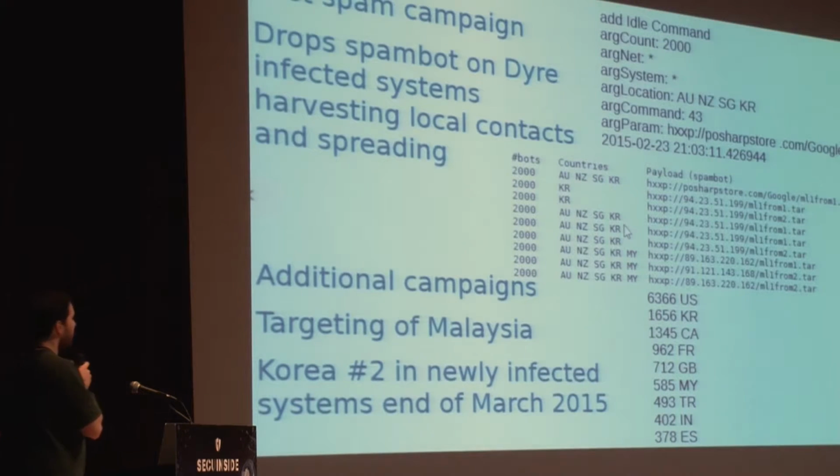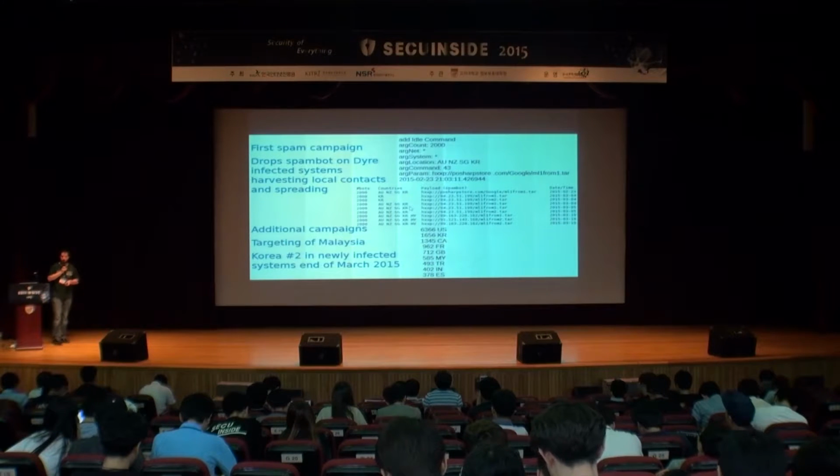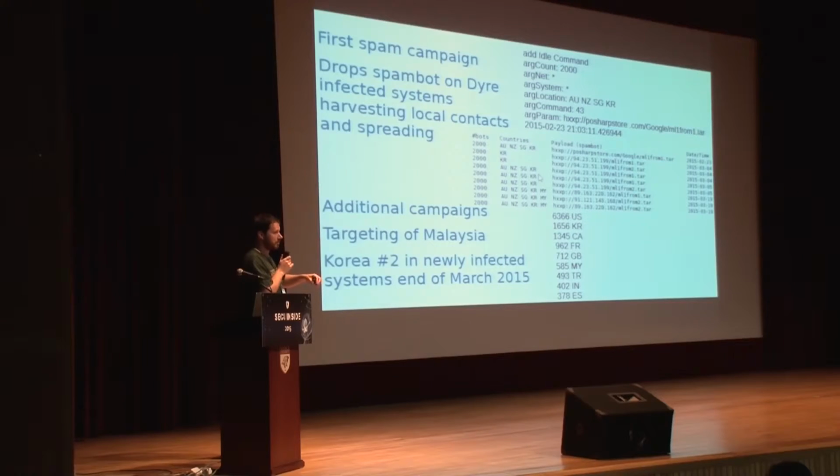Well, what did we actually see happen? We saw that there were, by the end of February, spam campaigns. Initially, these spam campaigns were for Australia, New Zealand, and Singapore, and suddenly they also were for Korea. And these spam campaigns, how do they work? How do they get the email addresses, for example? They basically drop the malware on the already infected systems in a certain country. So typically, if your computer is in a certain country, you will have email contacts on your system, which will be people that live in that country.